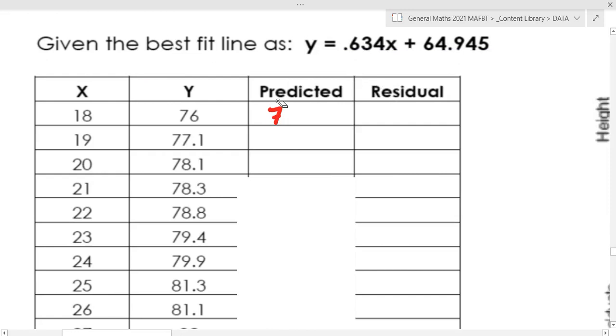So 76.4, sorry. So that's the predicted value.